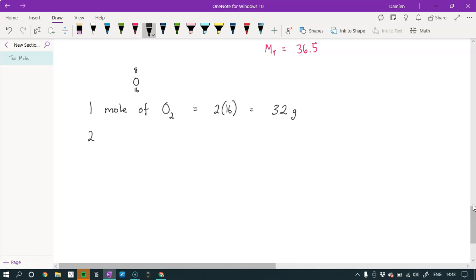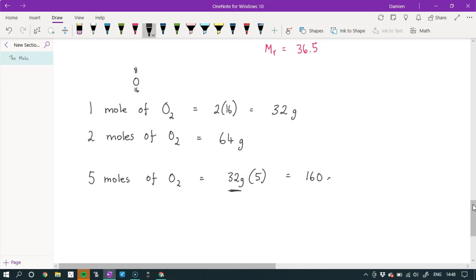If you want 2 moles of oxygen, O2, again, it's going to be 64 grams. And you do that for all molecules. If you want 5 moles of O2, then it's going to be 32 grams multiplied by 5. Because that there is 1 mole and you're multiplying it by 5, which is going to give you 160 grams. But what happens if you want something a little bit less than 1 mole? Let's say you want 0.5 moles.